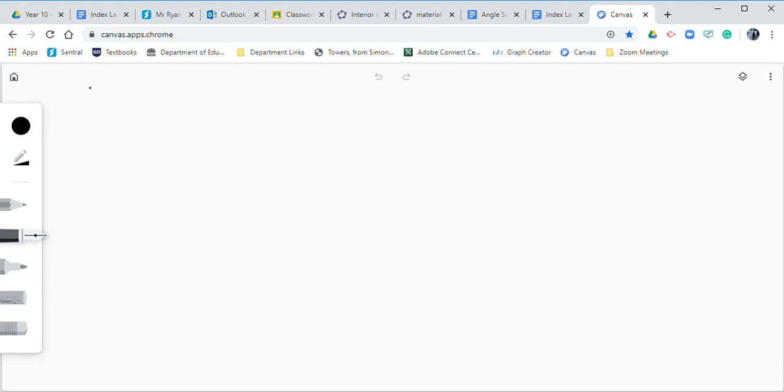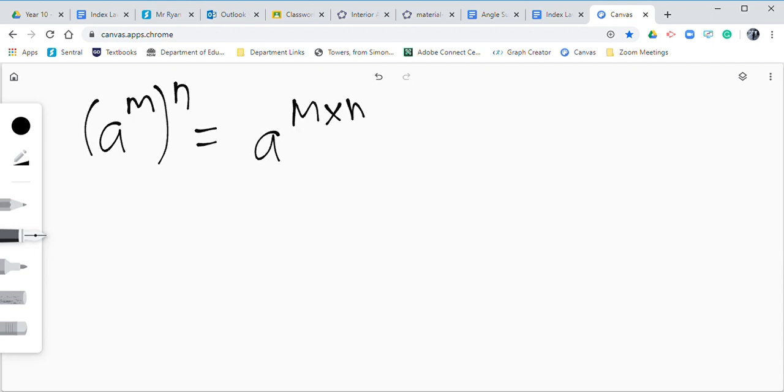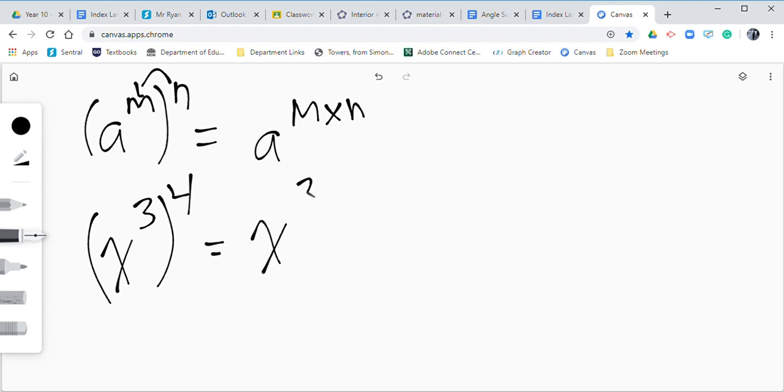Today's lesson is about a power of a power. The general rule is, if I had a to the power of m to the power of n, what you would do to solve this problem is say that's a to the power of m times n. It's a power of a power. To show you this in application, if you had x to the power of 3 to the power of 4, that's going to be x to the power of 3 times 4, which equals x to the power of 12.